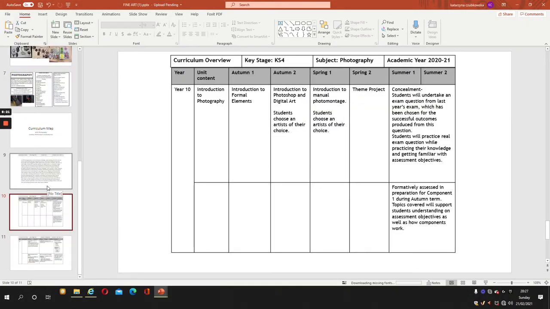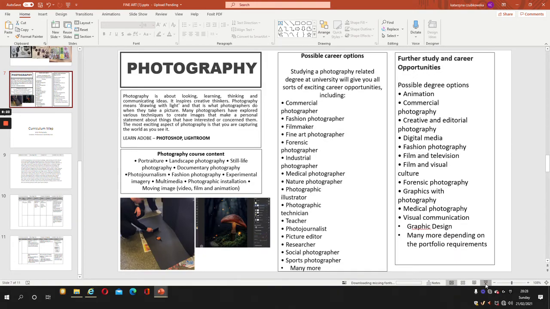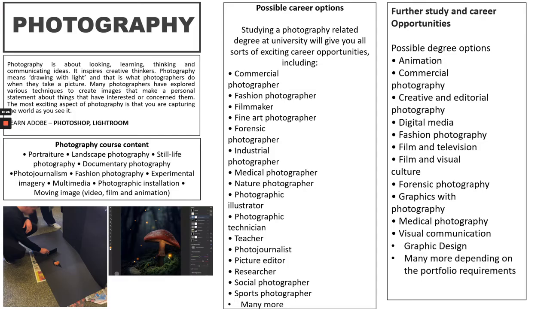So what exactly is it that you'll be learning about in photography? Photography is all about looking, learning, thinking, and communicating ideas. It inspires creative thinkers. Photography means drawing with light. And that is what photographers do when they take a picture. Okay, so many photographers have explored various techniques to create images that make a personal statement about things that they are interested in, or things that concern them. The most exciting aspect of photography is that you are capturing the world as you see it.